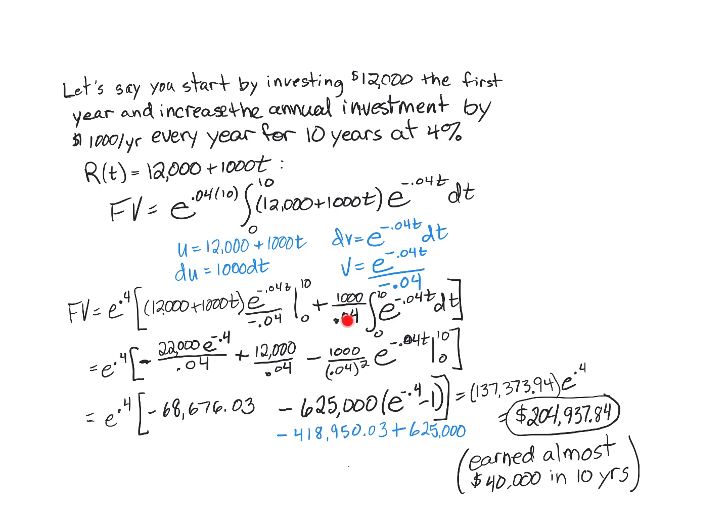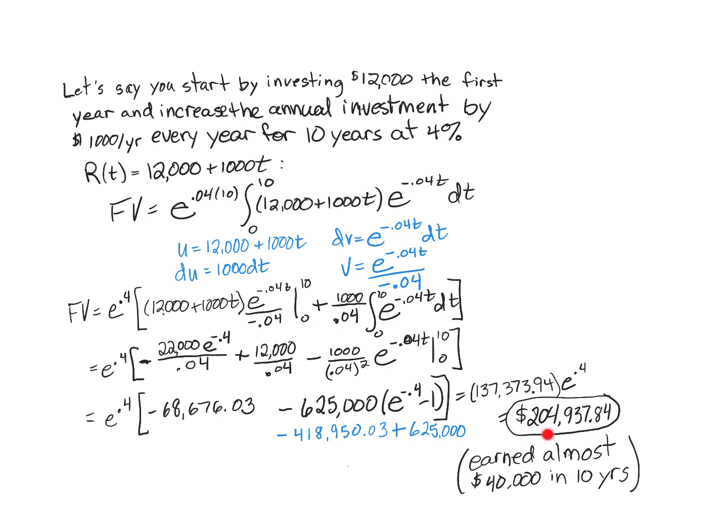Now this piece right here, we integrate, we get this, we already talked about this, plug in the 10. Oh, by the way, this piece right here gives me this value. I'm going to plug in the 10, I get e to the minus 0.4. Plug in the 0, I get 1. Calculate it all out, you end up earning this much money after 10 years by investing, starting with 12,000 and increasing by 1,000 every year.